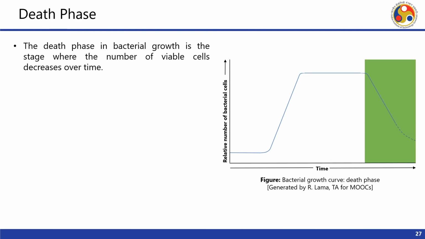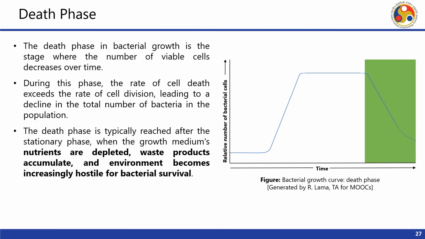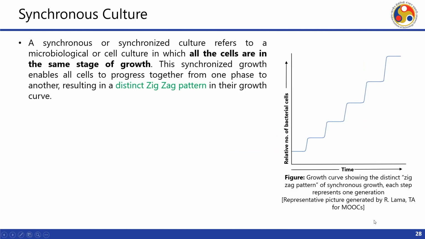The death phase. The death phase in bacterial growth is the stage where the number of viable cells decreases over time. During this phase, the rate of cell death exceeds the rate of cell division, leading to a decline in the total number of bacteria in the population. The death phase is typically reached after the stationary phase, when the growth medium's nutrients are depleted, waste products accumulate, and the environment becomes increasingly hostile for bacterial survival. As a result, bacteria start to die off and the population declines until only a few viable cells remain.